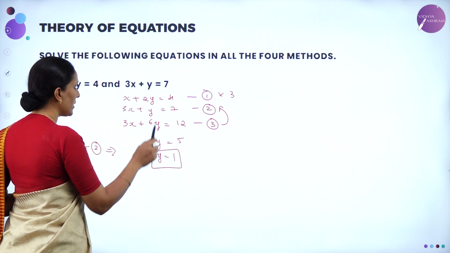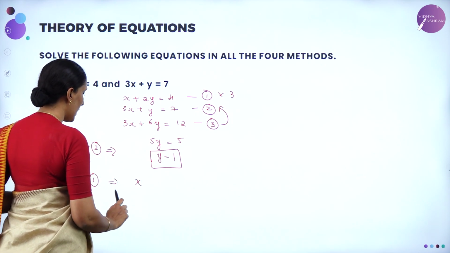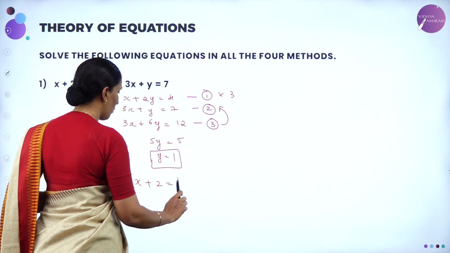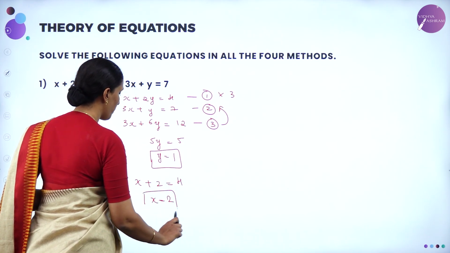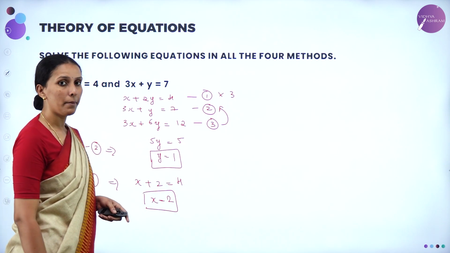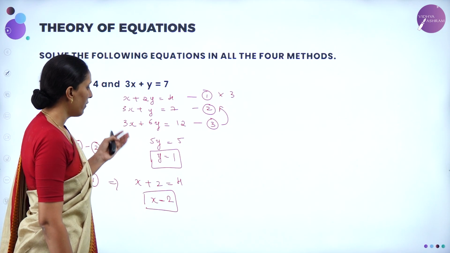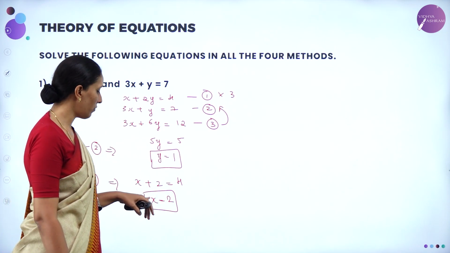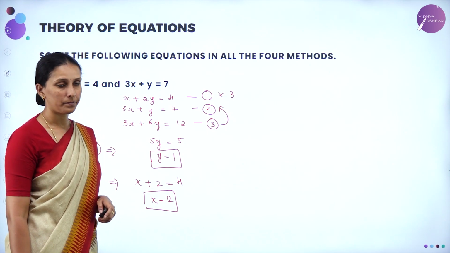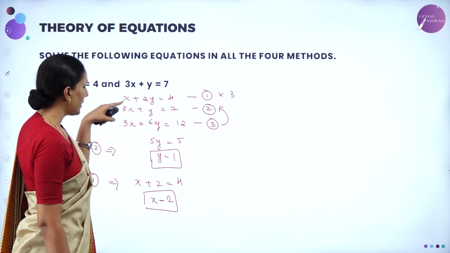Now substitute y is equal to 1 here, then I'll get in equation 1, x plus 2 is equal to 4. So x is equal to 4 minus 2, it is 2. So this is called the method of eliminating. That means eliminating one variable, finding the other and substituting it back to any one of the equation to find the remaining variable.